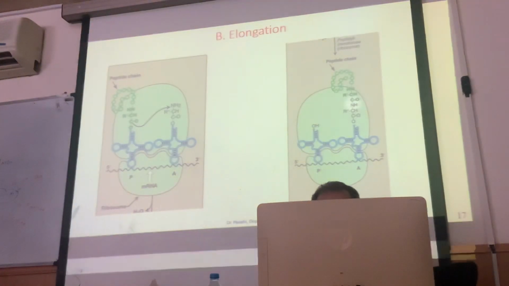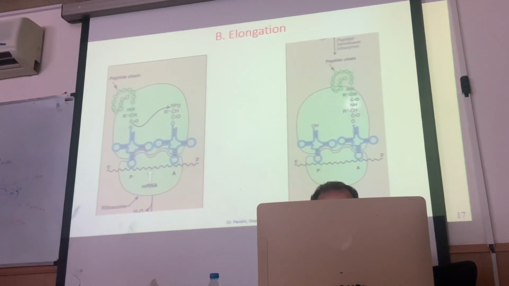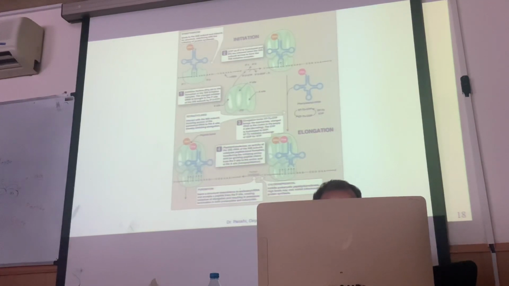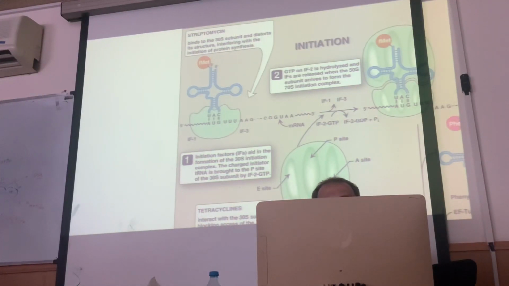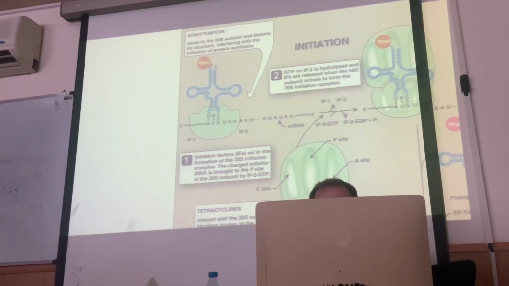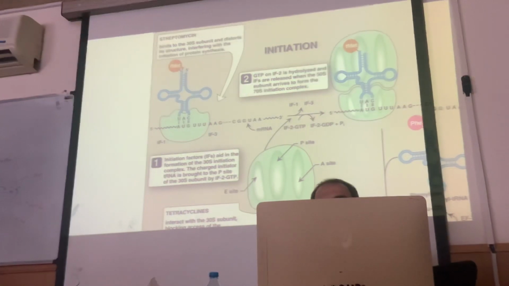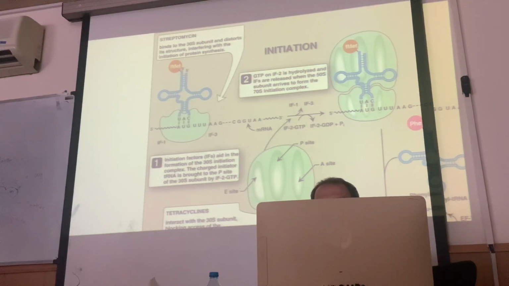But please pay attention here. We have a lot of antibiotics, and this figure and the next figure are so important for you. You should actually memorize these antibiotics. We have streptomycin. Streptomycin binds to the 30S subunit and distorts its structure, interfering with the initiation of protein synthesis. So streptomycin, by binding to 30S, doesn't allow protein synthesis initiation.